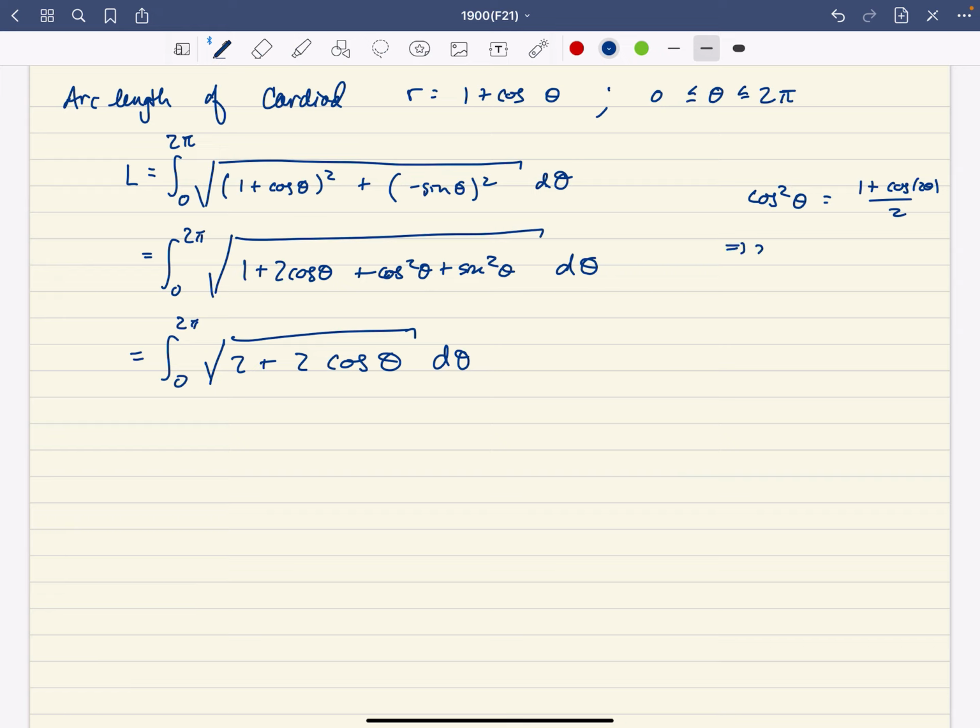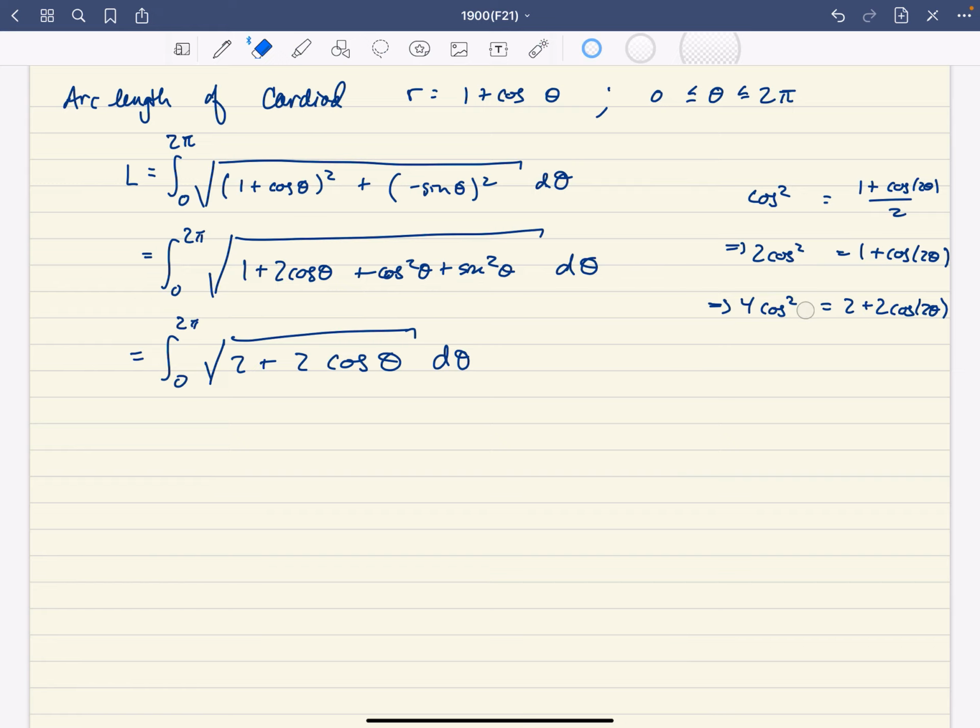But this tells us that 2 cosine squared theta is 1 plus cosine of 2 theta. And then we have a 2 plus 2 cosine theta, so I'm going to multiply both sides by 2 again. 4 cosine squared of theta is 2 plus 2 cosine of 2 theta. Our 2 theta that we have here, I'm sorry, I'm confusing variables here. What I have is fine.